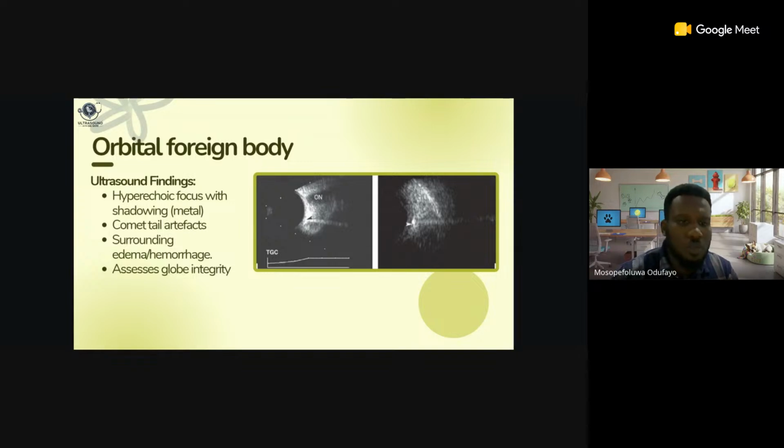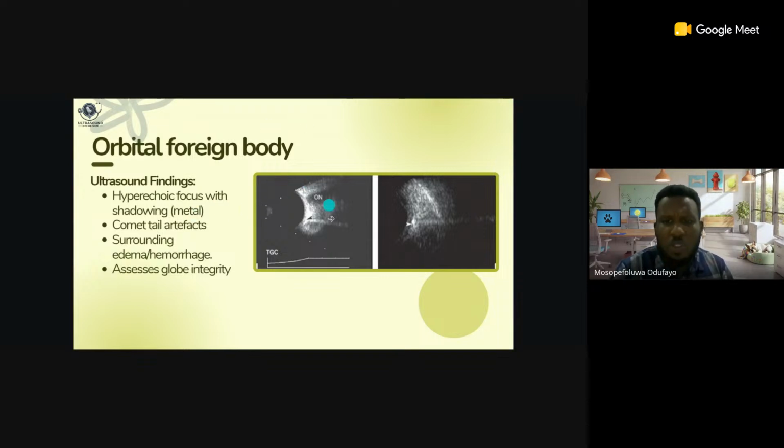Comet tail artifacts would also be seen. There could be surrounding edema or hemorrhage. Is that okay? And then the globe integrity may also be affected. Because we are saying that it does not pass through the globe does not mean it might not affect, rupture the globe. Is that okay? So you will see that the globe integrity may be lost.